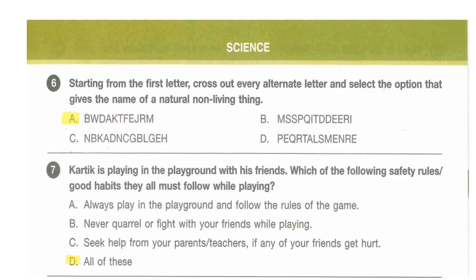Here the answer is all of these. So we have to always play in the playground and follow the rules of the game, and we will not fight with our friends while playing, and also we will seek help from our parents or teachers if any of our friends gets hurt. So the option is all of these, which qualifies for the safety rules or good habits while you are playing.